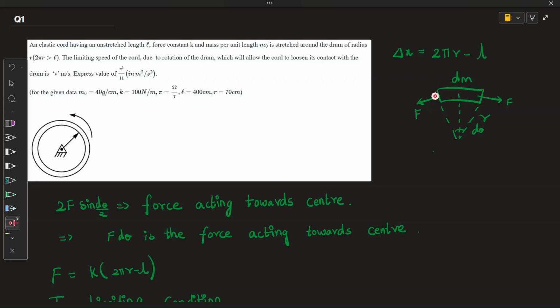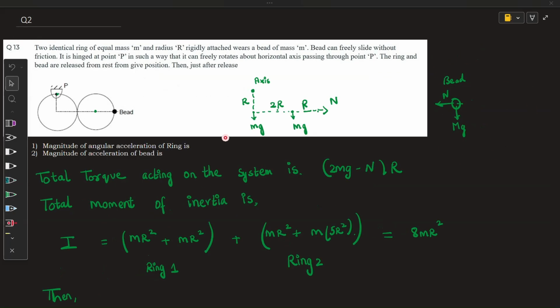First thing, we have to find the extension. This is a simple free body diagram.